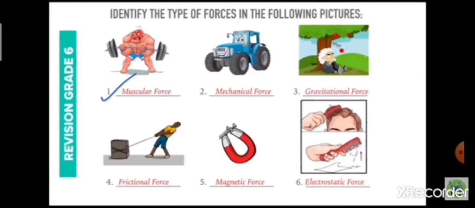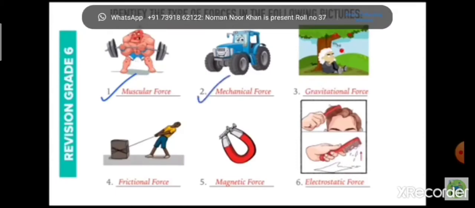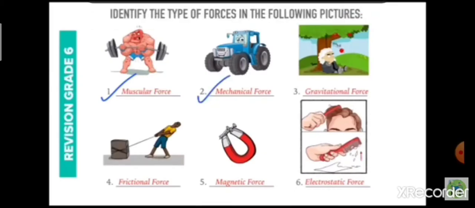Coming back, your answer should look like this. In the first picture, it is muscular force. Here, the force is applied with the help of the muscles. Second one is mechanical force. In this picture, it means that a machine is applying the force. The third one is gravitational force, the force which is due to the earth's gravity. The earth is pulling the object towards itself.